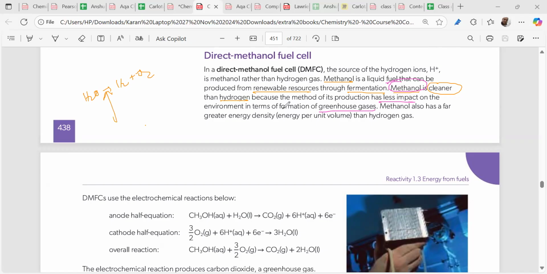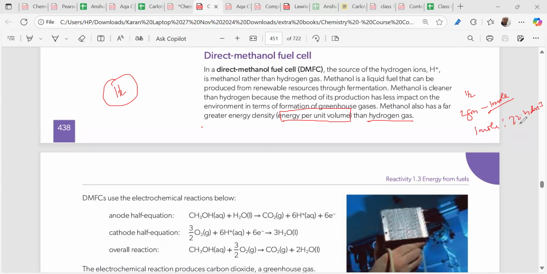Now you have to remember one of the most important things: the energy density, that is the energy per unit volume, is very different, isn't it? Hydrogen gas occupies a very huge amount of volume. Why? Because 2 grams of hydrogen gas is 1 mole, and we know from Avogadro's law that 1 mole occupies 22.4 decimeter cube, isn't it? So to carry 2 grams of hydrogen, how much volume of cylinder do you need? 22.4 decimeter cube. Do you get my point?